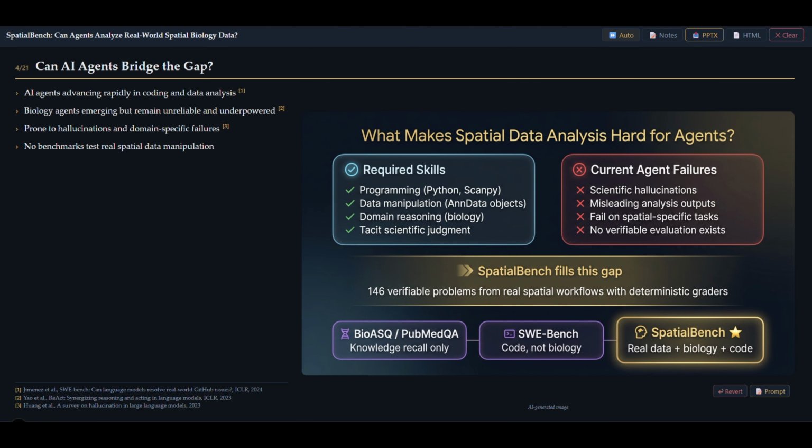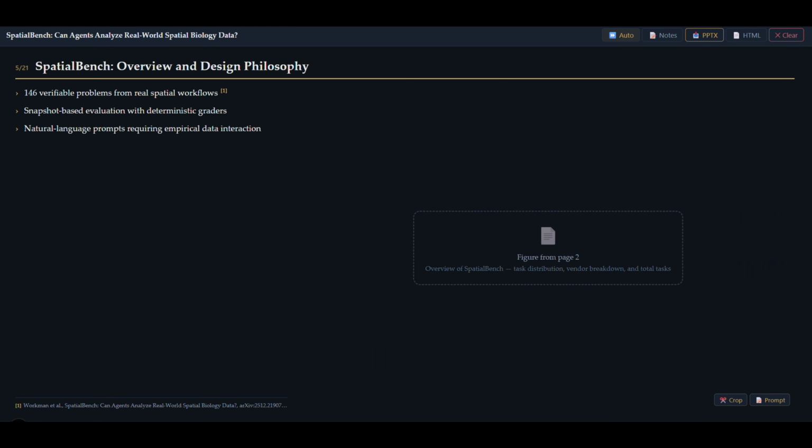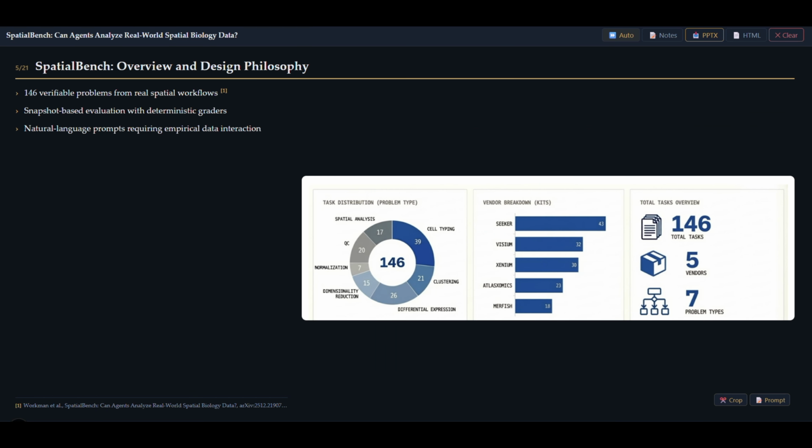Spatial data analysis requires a unique blend of programming skill, data manipulation with complex AnnData objects, domain-specific biological reasoning, and tacit scientific judgment, like knowing what QC threshold is appropriate for imaging-based assays versus dissociated single-cell. Current agents are unreliable here. They hallucinate, produce misleading outputs, and fail on spatial-specific tasks. Existing benchmarks like BioAsk test knowledge recall, SWE-bench tests code, but SpatialBench uniquely tests real data interaction with verifiable biology grading.